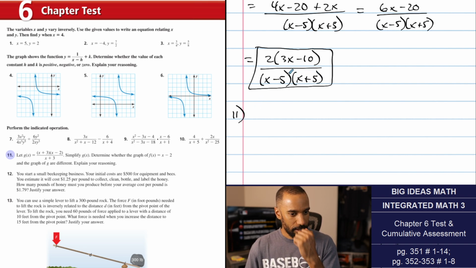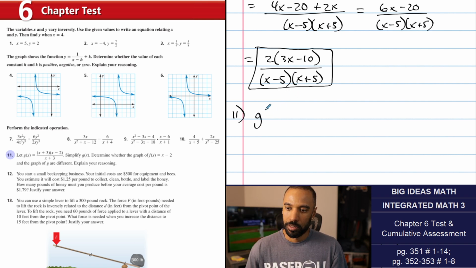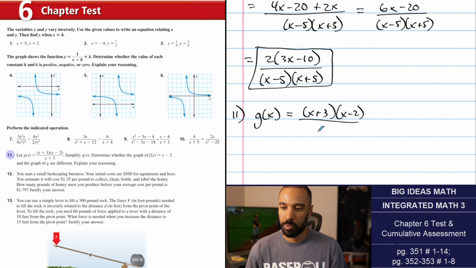Number 11, let g of x equal x plus 3 times x minus 2 all over x plus 3.